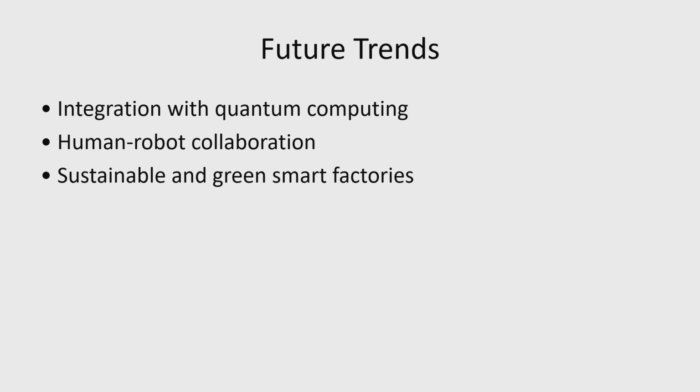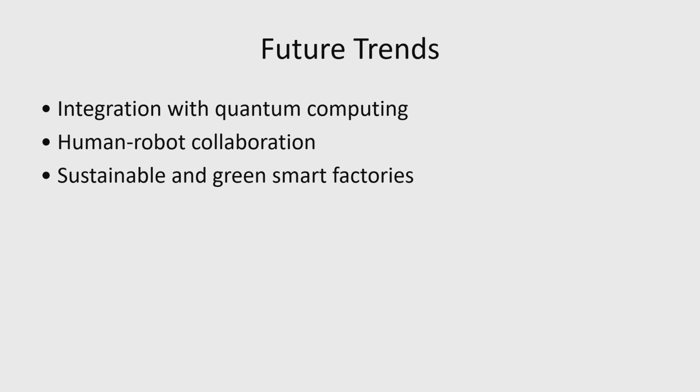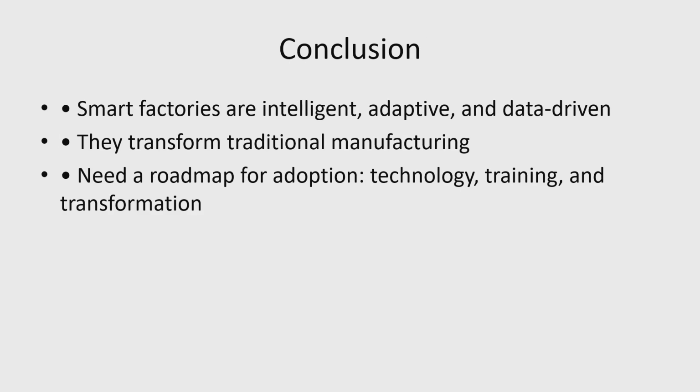Nowadays people are talking much about quantum computing. I am not going into that detail. In fact, it is not very clear how it works, but you know that this is the trend, and it is a highly new topic where the computing speed can be very fast. And human-robot collaboration, which is part of Industry 5.0, is also there, and sustainable and green smart factories are also a focus of Industry 5.0. So this will also be done.